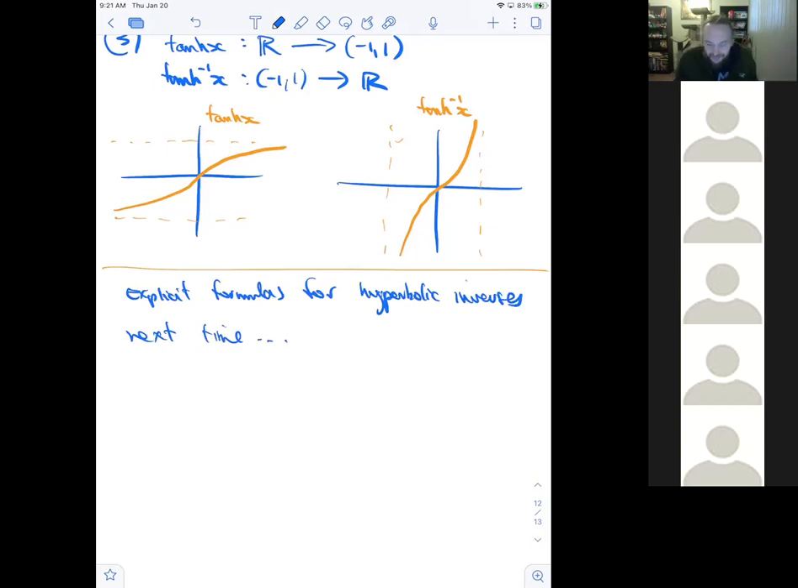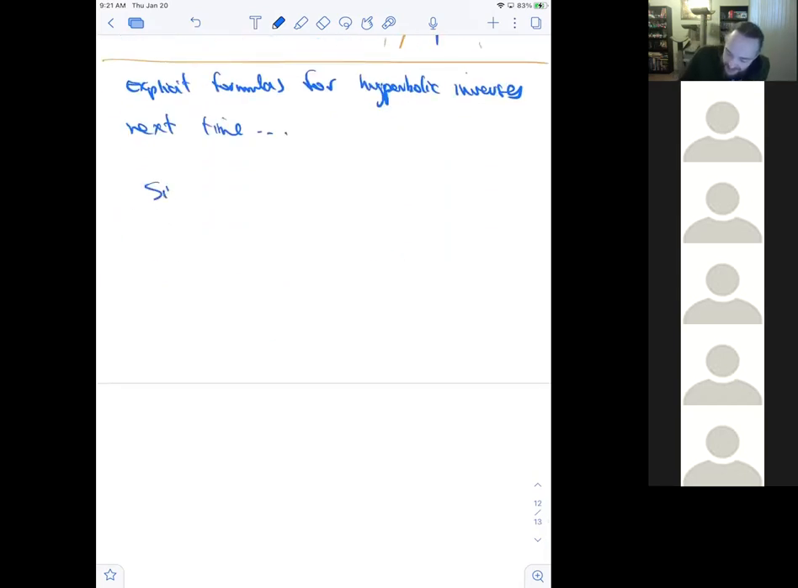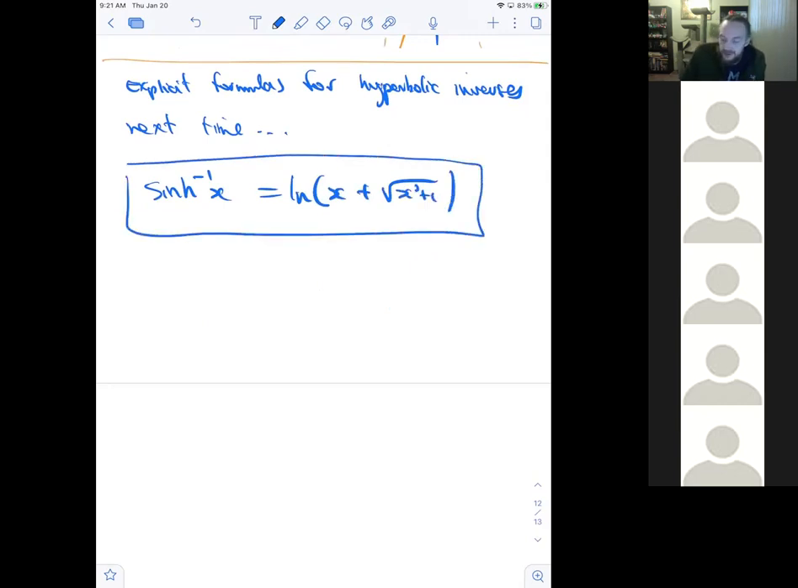But we have a nice formula. What we mean by that is sine hyperbolic inverse of x, for instance, is equal to the natural log of x plus the square root of x squared plus 1. I never memorized it. Like, how are they getting these? I'll show you next time.